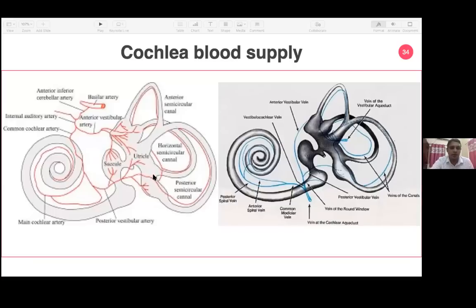Now, the common cochlear artery again divides into two branches, the posterior vestibular artery and the main cochlear artery. The main cochlear artery goes here and supplies the apical and middle turns and a portion of the proximal portion of the basal turn of the cochlea. A branch from the cochleovestibular artery goes here and supplies the proximal portion of the basal turn of the cochlea. This is how the cochlear blood supply is.